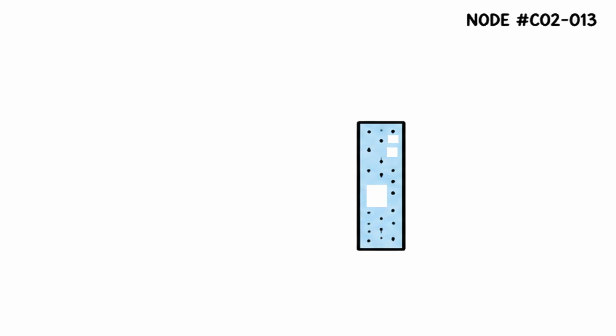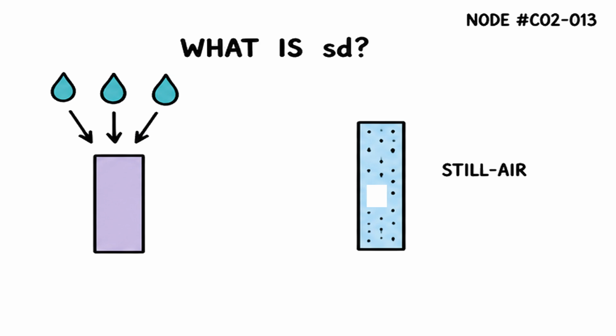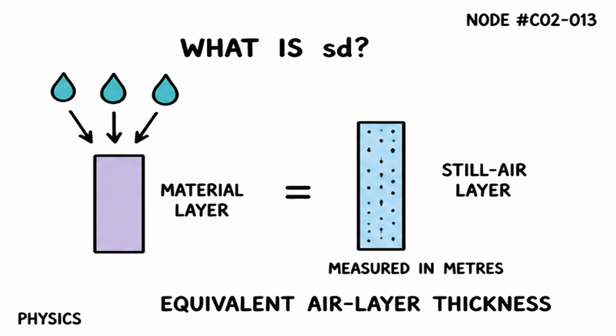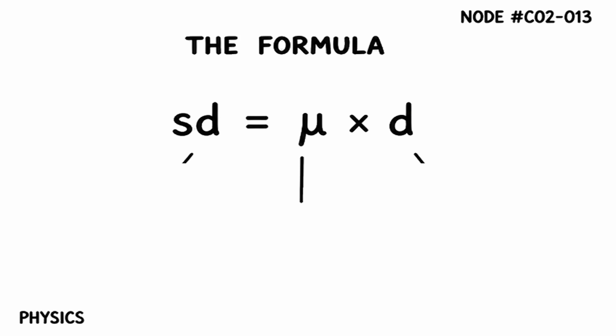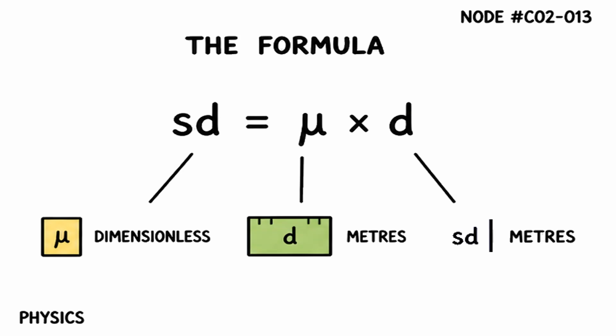So what is SD? SD is the thickness of a still air layer that would give approximately the same resistance to water vapor diffusion as the actual material layer. It is measured in meters, and it is called equivalent air layer thickness. The formula is simple. SD equals mu times d. Mu is the dimensionless material factor. D is the actual layer thickness in meters. Multiply them, and SD is expressed in meters.